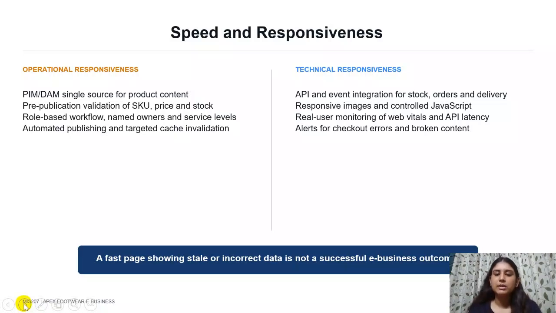For example, product information should be validated before publication. There should be named owners for content and data. Publishing and cache invalidation should be controlled, and APIs and events should synchronize stock, orders, and delivery information. The key idea on the slide is a fast website showing incorrect stock or stale price is not a successful e-business system. So, speed and information accuracy must improve together.